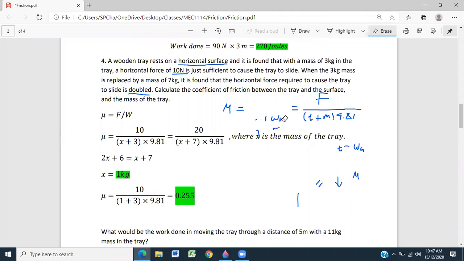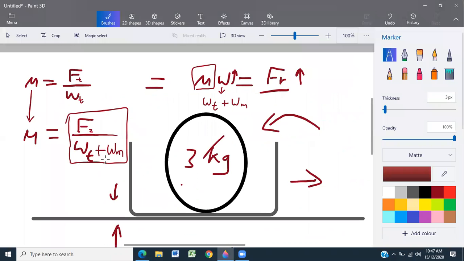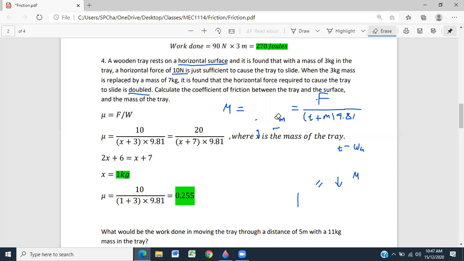Now, of course, you can keep it at this level, this formula, and work accordingly, and you should get the same answer. But me, I like simplifying things and keeping it like this, right? So, calculate the coefficient of friction between the tray and surface. So find mu, the coefficient, and find the mass of the tray.